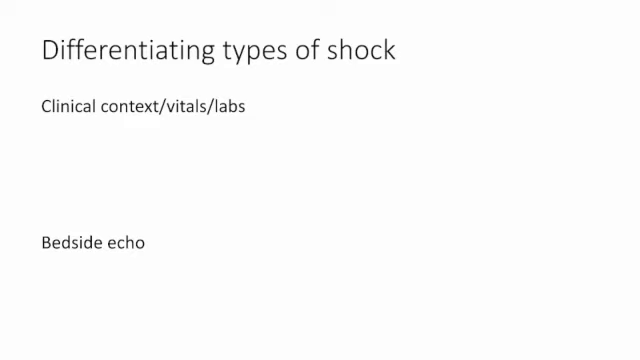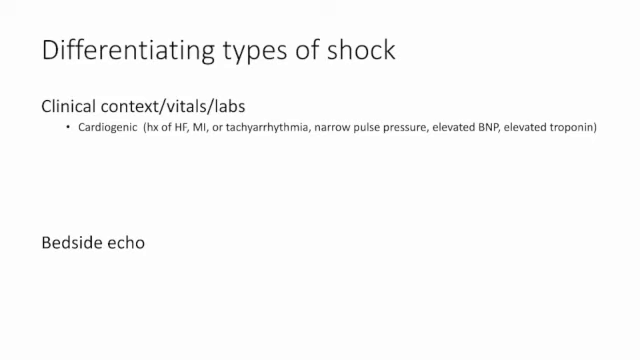But most of the time, the etiology of shock can be determined with a clinical context, vitals, labs, and a bedside echo. So this slide isn't meant to be memorized, but just to paint a clinical picture and give you a framework to think about how to work up a patient in shock. You always want to have a good history, a good set of vitals and labs. For example, cardiogenic shock likely has a history of heart failure, myocardial infarction, or a tachyarrhythmia. On the vitals, they're going to have a low pulse pressure, and on their labs, they're very likely to have an elevated BNP and an elevated troponin.